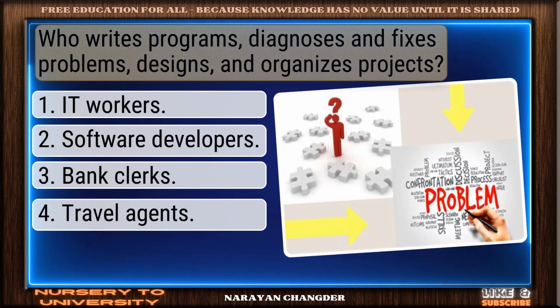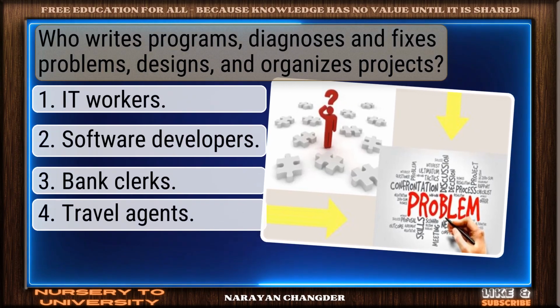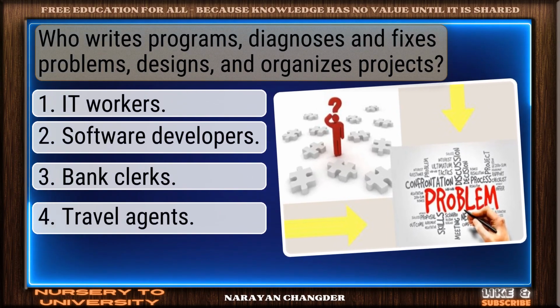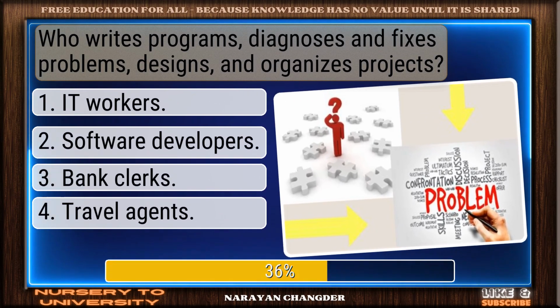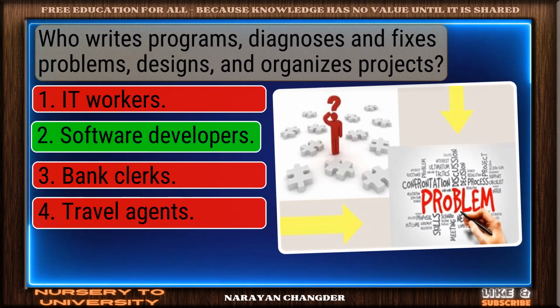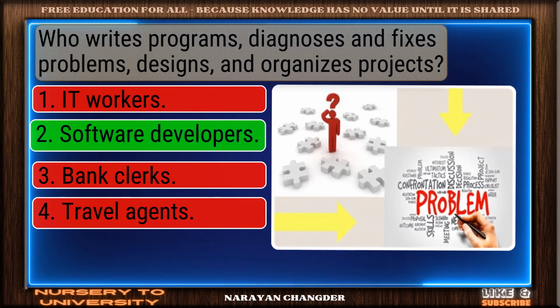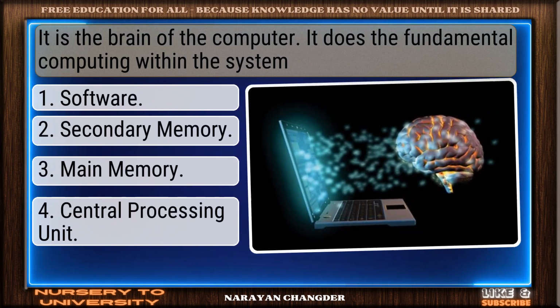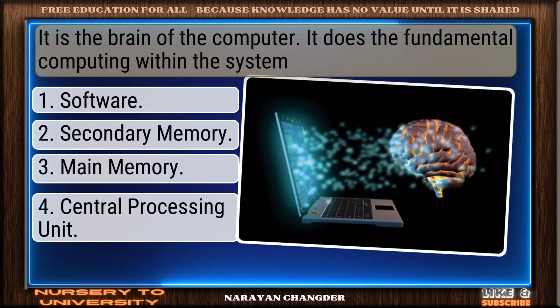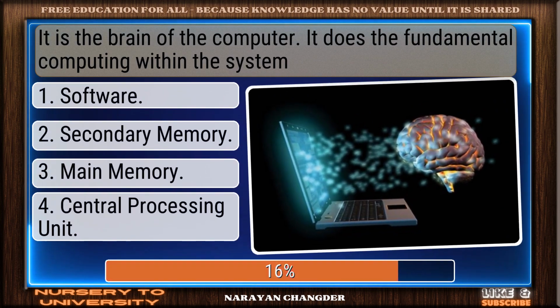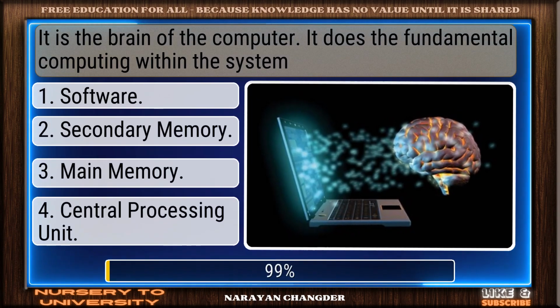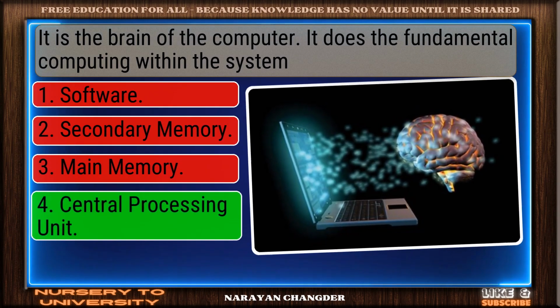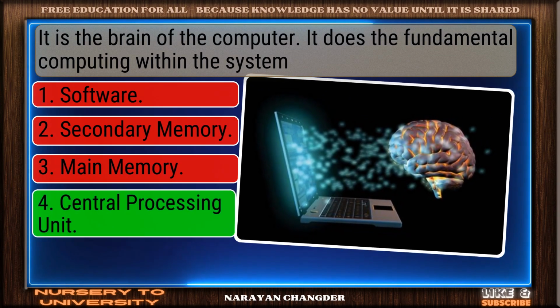Who writes programs, diagnoses and fixes problems, designs and organizes projects? Strong choice. Software developers is right. It is the brain of the computer. It does the fundamental computing within the system. Great thinking. Central processing unit is right.